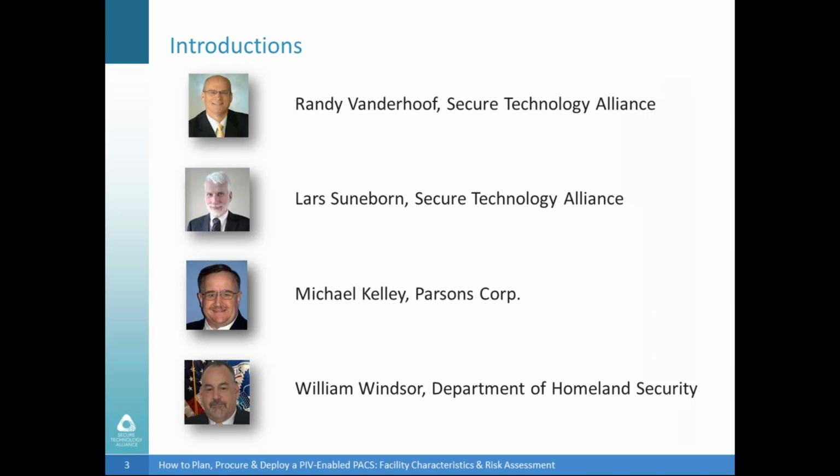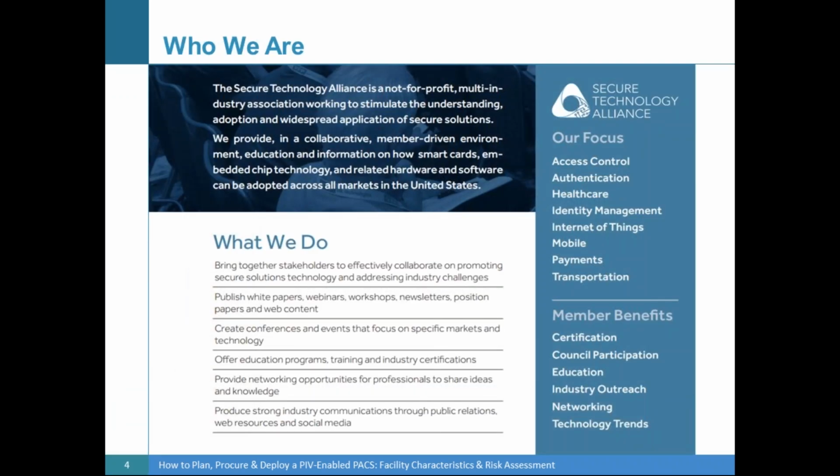Next slide. For those of you who may not be familiar with the Secure Technology Alliance, here's a brief overview. The mission of the organization is as a nonprofit, multi-industry association working to stimulate the understanding, adoption, and widespread application of secure solutions. We provide, in a collaborative, member-driven environment, education and information about how smart cards, embedded chip technology, and related hardware and software can be adopted across the markets in the US.